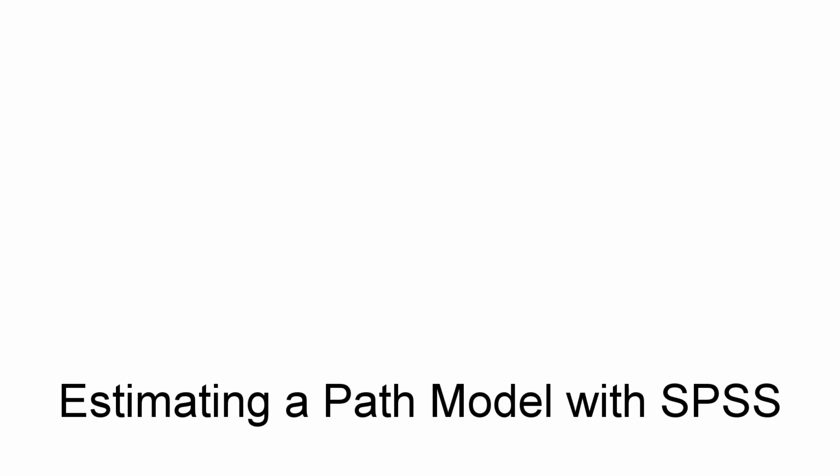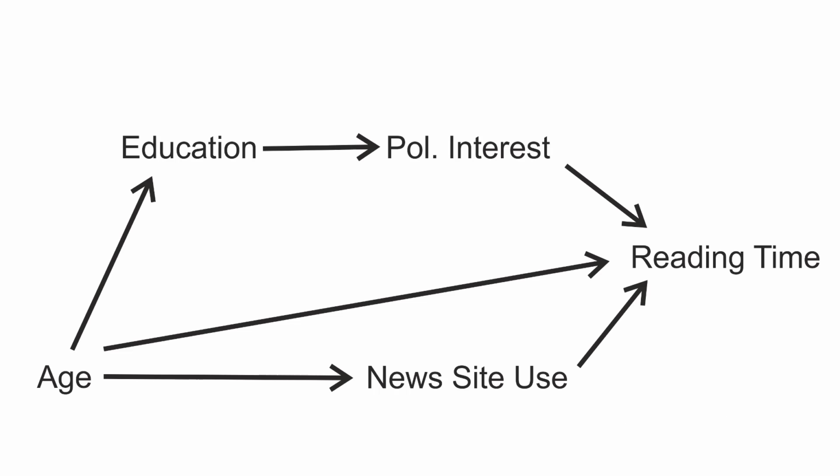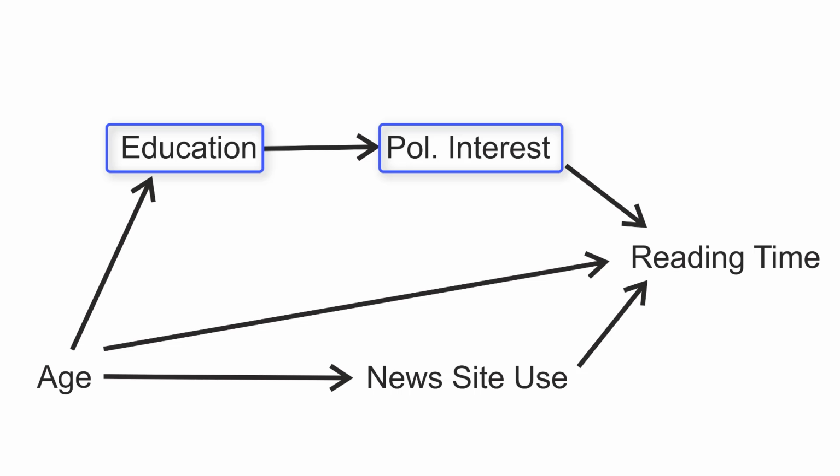Estimating a path model with SPSS. This diagram of a path model summarizes our hypotheses. We have newspaper reading time as the final outcome variable, and we have age as the predictor. Education, political interest, and news site use are mediators.